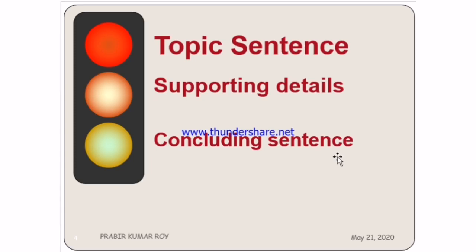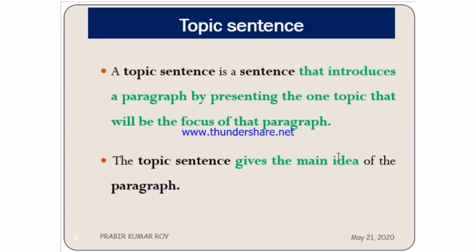Now let us know what the topic sentence is. A topic sentence is a sentence that introduces a paragraph by presenting the one topic that will be the focus of that paragraph. In most cases, the topic sentence will be the definition. Suppose you have been told to write a paragraph on a postman, you will give the definition of a postman. Who is a postman? Suppose you have been told to write a paragraph on drug addiction, at first you will give the definition of drug addiction. So the definition will be the topic sentence. The topic sentence declares what is coming next.